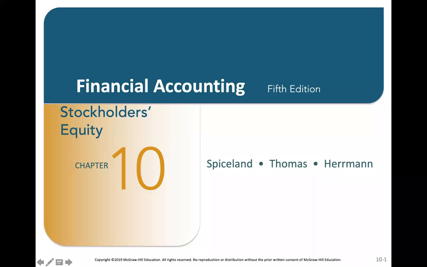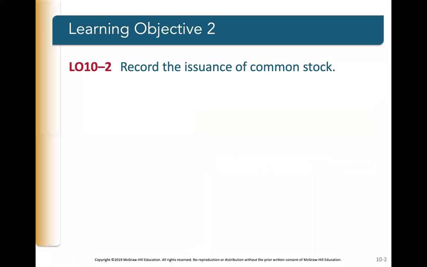Chapter 10, Stockholders' Equity. In this learning objective, we'll be discussing recording the issuance of common stock. We can think of common stockholders as the true owners of a business. In most cases, each share of common stock represents one unit of ownership.